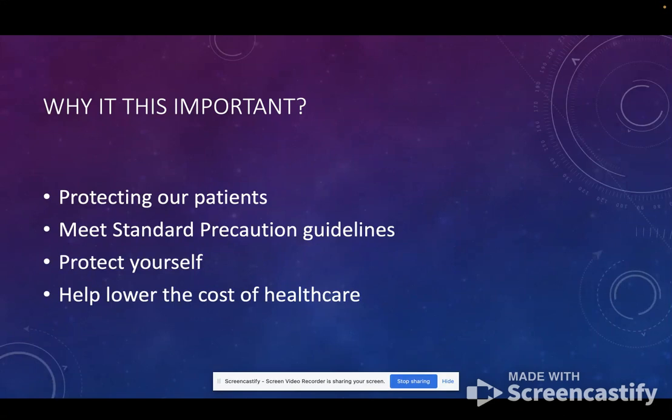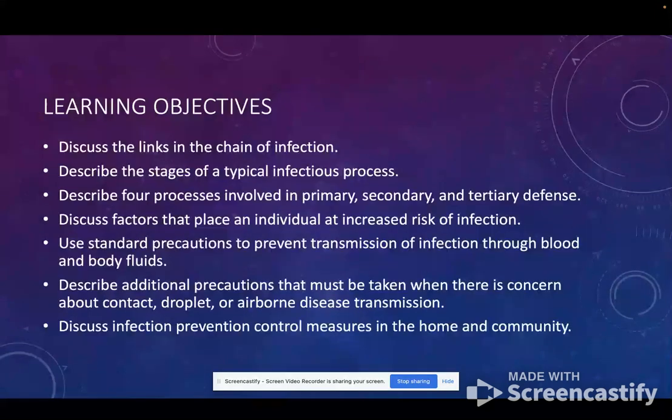We talk about infection control to help protect our patients. We want to also help protect ourselves because we don't want to take care of these really sick patients and end up getting sick ourselves or taking something home to our families. It is also important to help meet standard precaution guidelines, which we're going to talk about, and help lower the cost of healthcare.